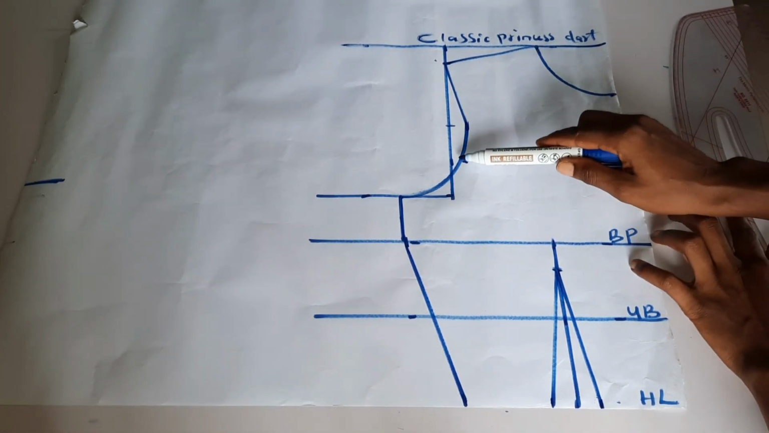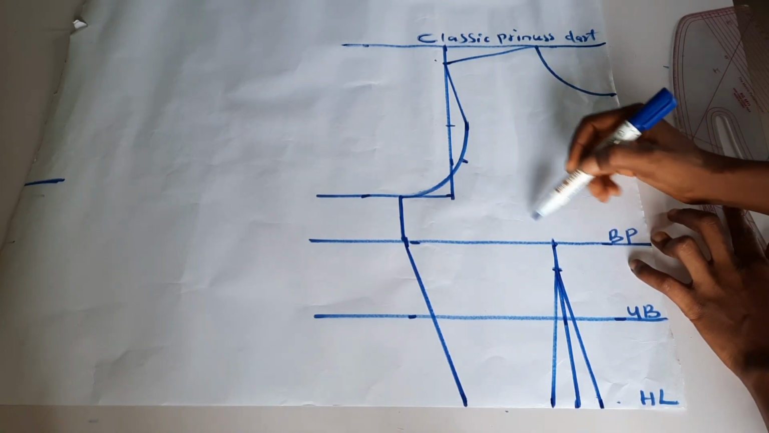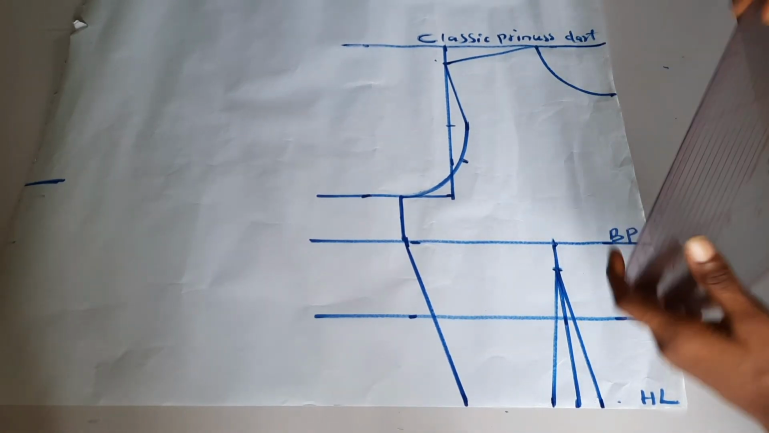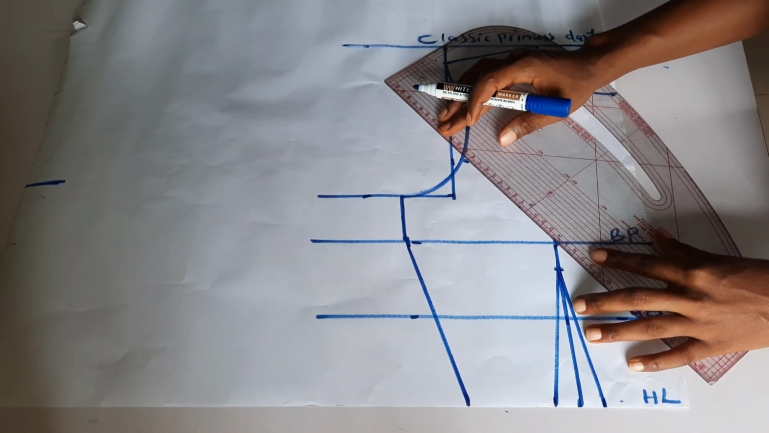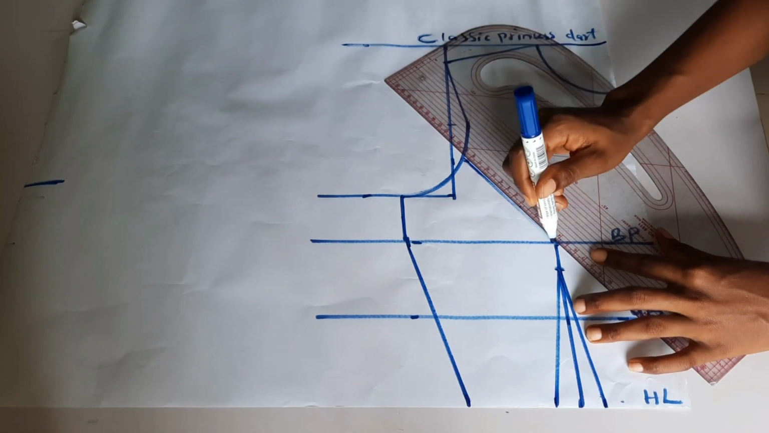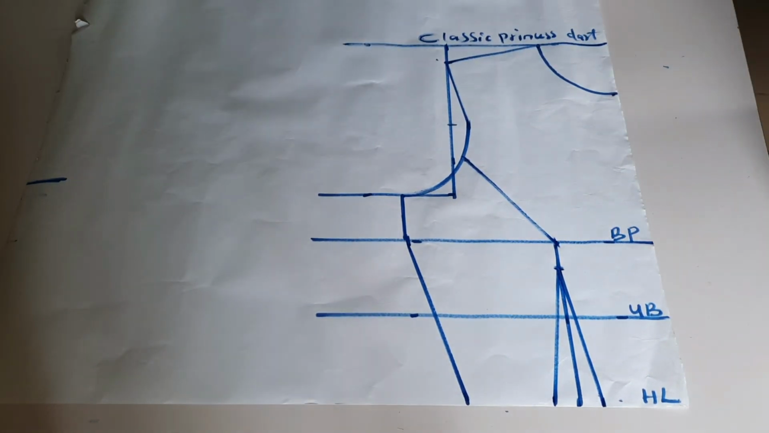So next thing I'm going to be doing is connecting with my ruler a straight line from this point into the bust point. From this point into the bust point, okay? So I will connect from here into the bust point. Please don't get confused. So I've connected this into the bust point now.